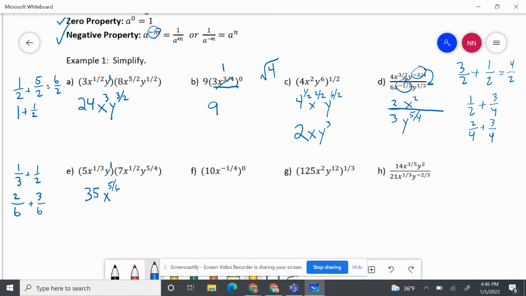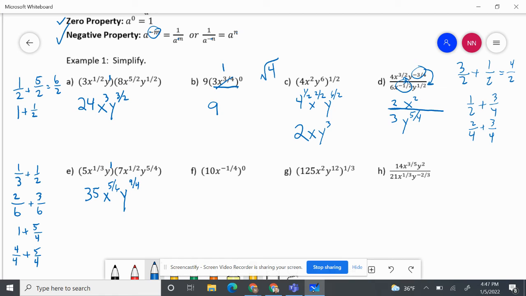Then we have 1y and 5/4. So 1 plus 5/4. Once again, we need a common denominator. 1 becomes 4 over 4 plus 5 over 4. That adds up to 9 over 4.